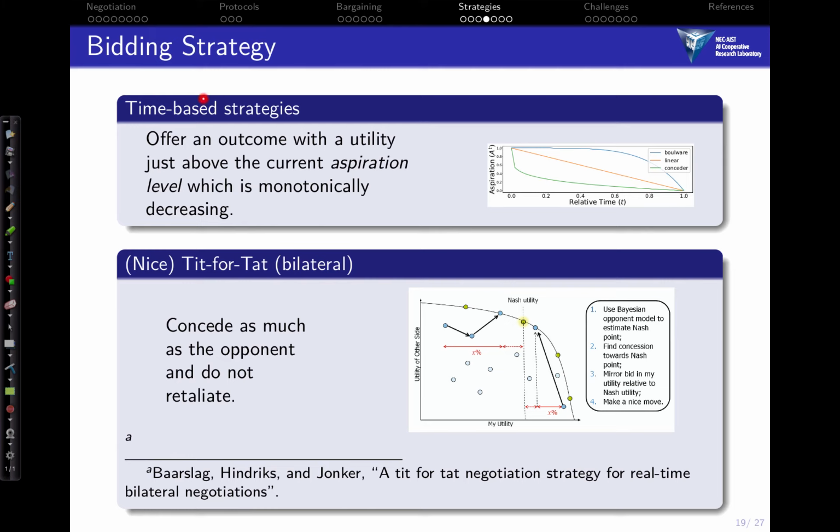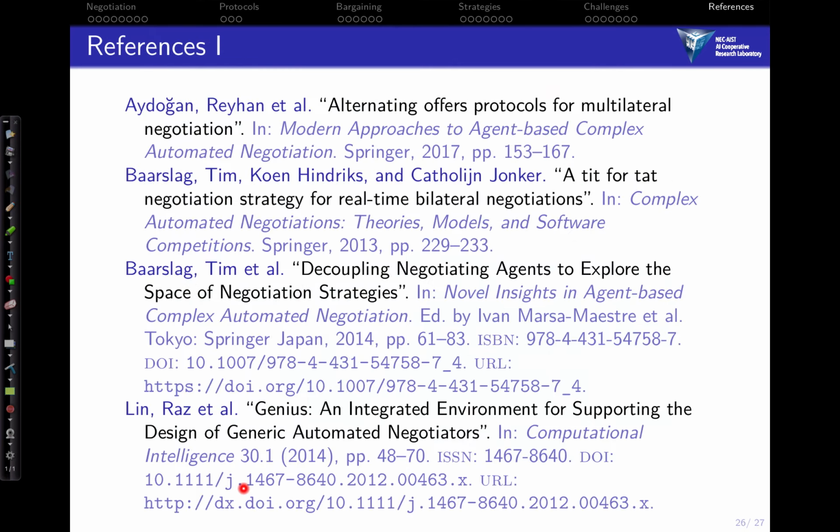Behavioral strategies: there are many types of behavioral strategies which depend on the opponent's behavior. And one of the simplest ones to understand is the nice tit-for-tat strategy. That is a reference for it.